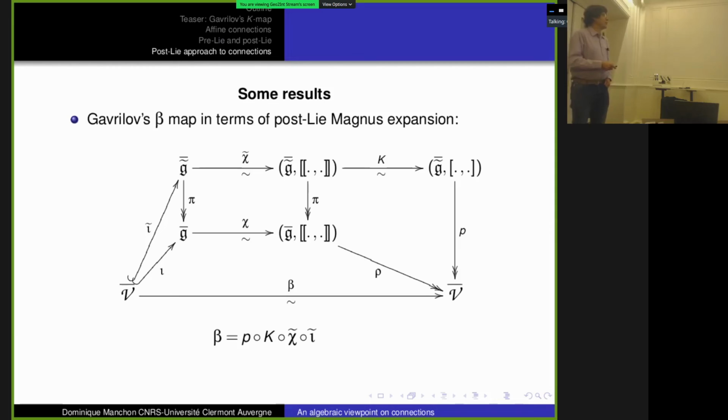So here you have the beta. Here you have natural injections of the vector fields into their free Lie algebras. Here you have post-Lie-Magnus expansions, one for G tilde and one for G, suitably completed, of course. Here you have Gavrilov's K-map, and here you recognize the rightmost diagram we already saw. And here are the two different ways to express beta, according to whether you do this or that.